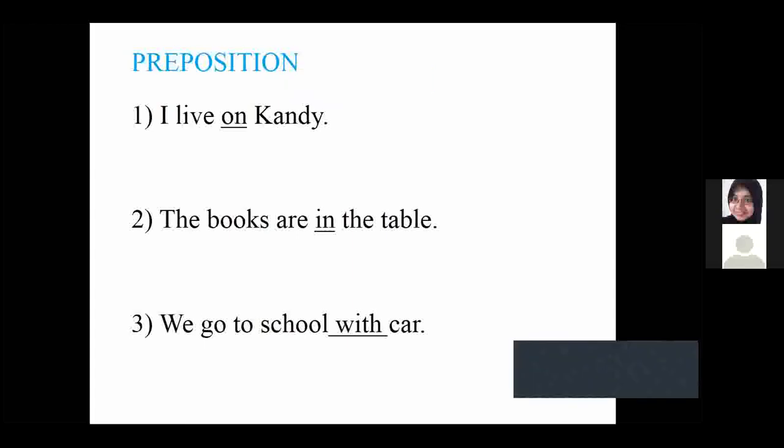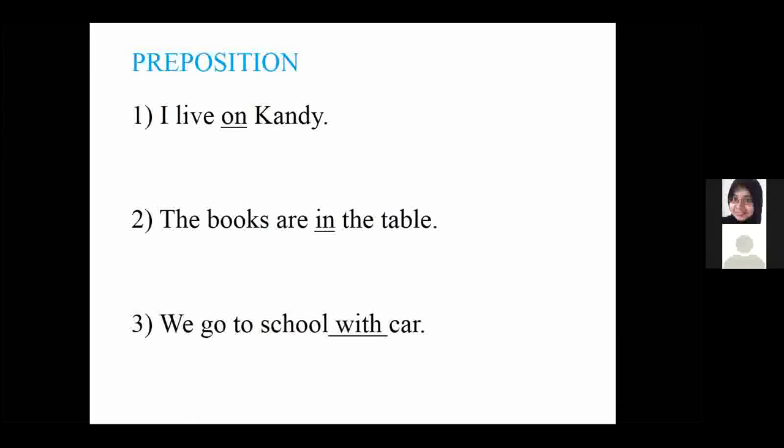Second sentence, the books are in the table. Table is a surface, it's a place, right? So mostly we use the preposition on for a surface, right? The books are on the table, right?